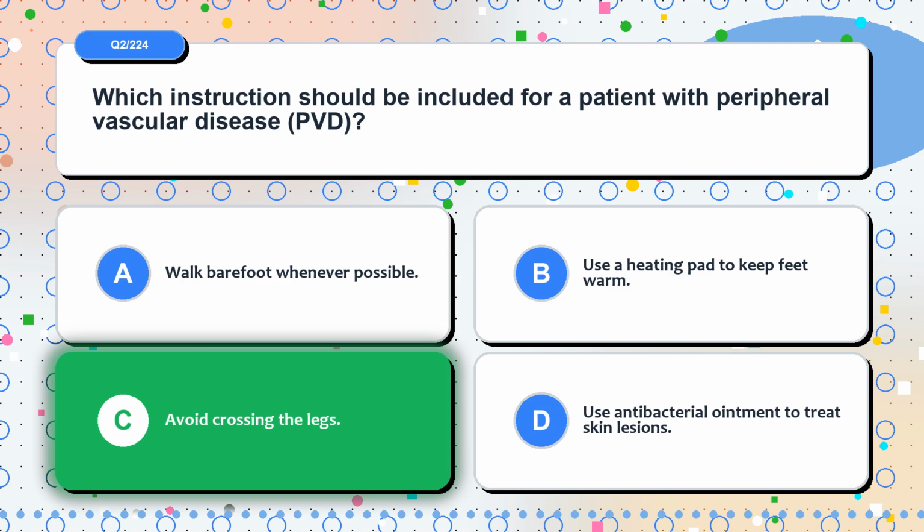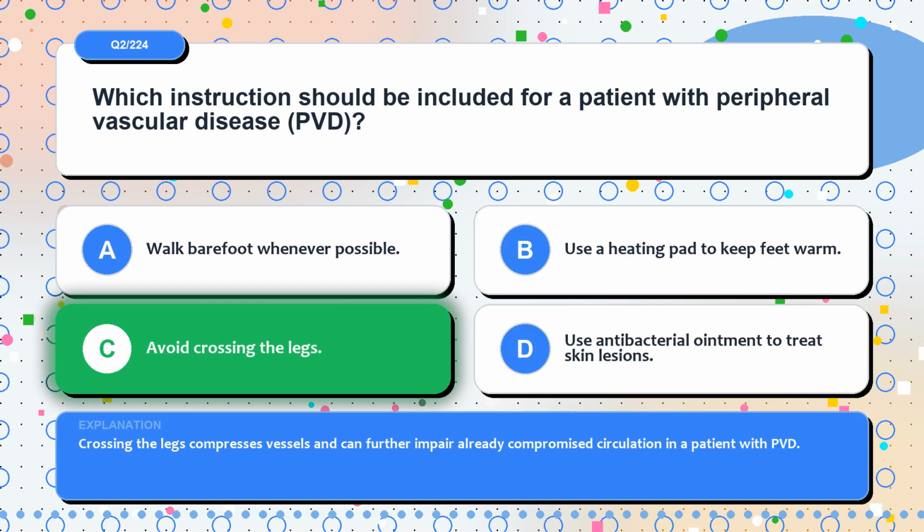The correct answer is option C. Avoid crossing the legs. Crossing the legs compresses vessels and can further impair already compromised circulation in a patient with PVD.